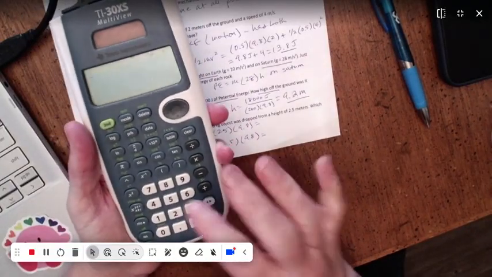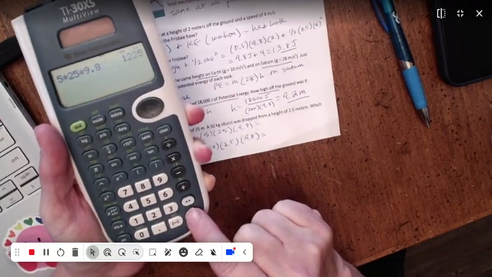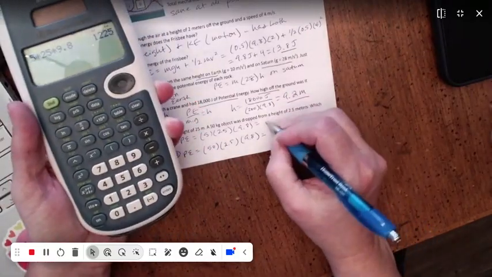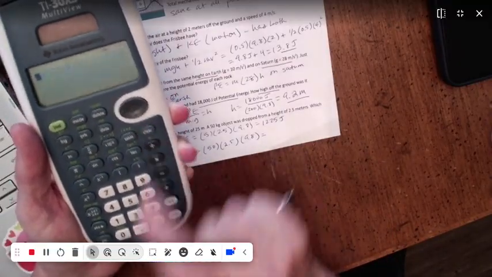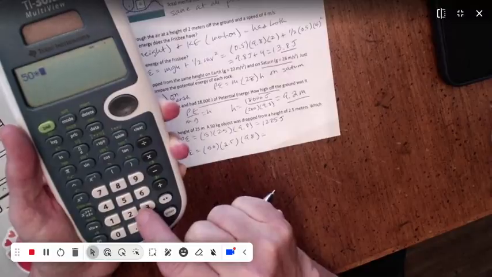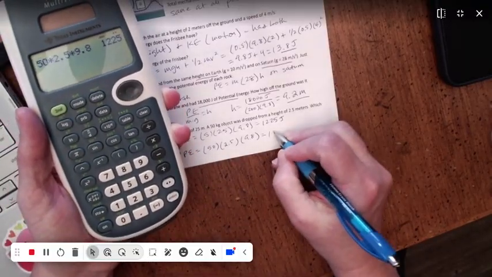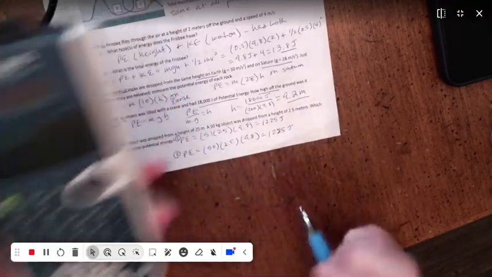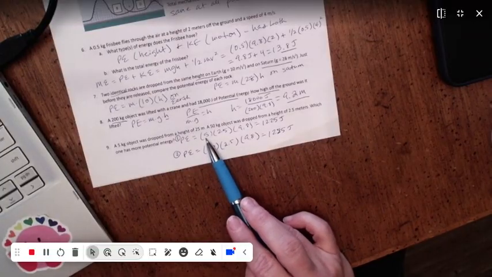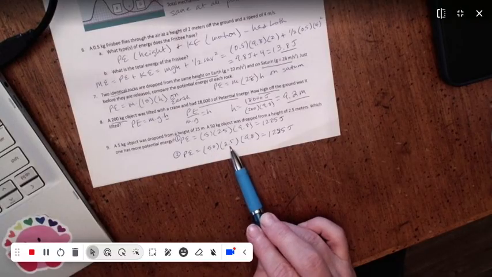So the first object is 5 times 25 times 9.8, 1,225 joules. And then my second object is 50 times 2.5 times 9.8. Yep, that's what I thought. I thought they would be the same. So this one has a much smaller mass, but a much larger height. This one has a much larger mass and a much smaller height. They're actually going to give you the same number.